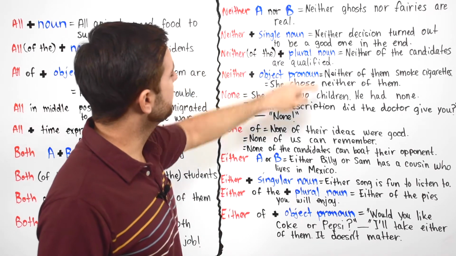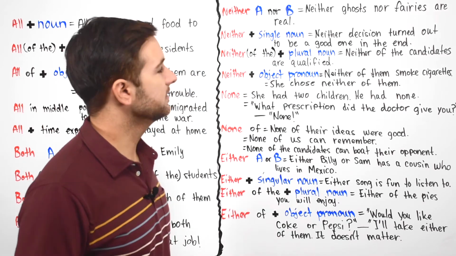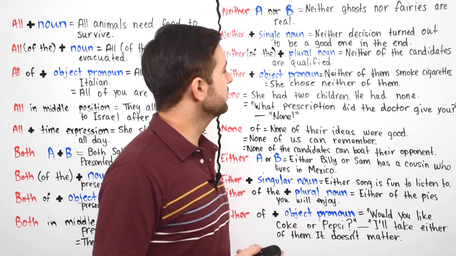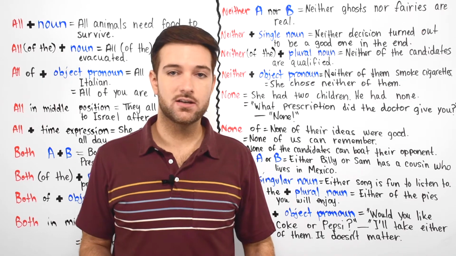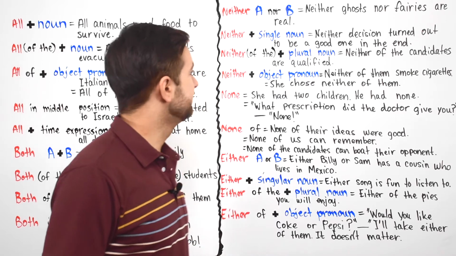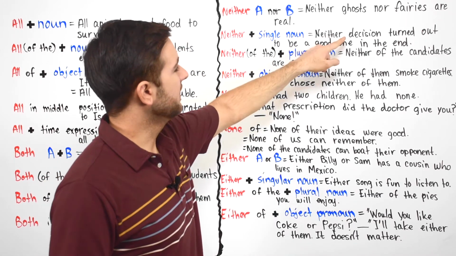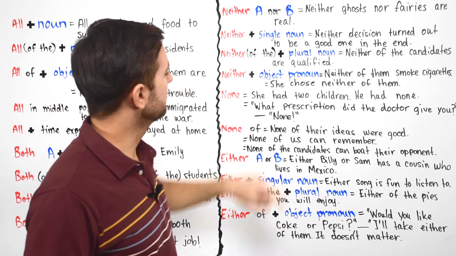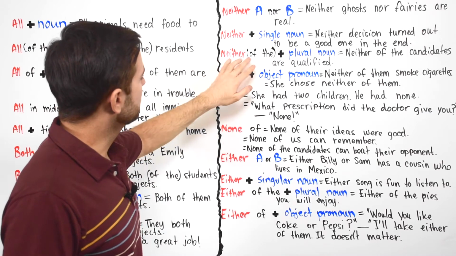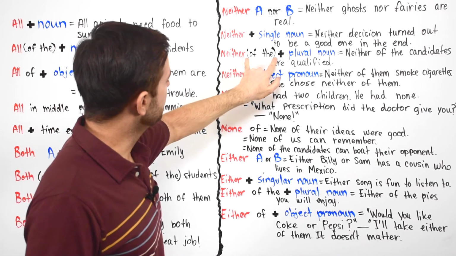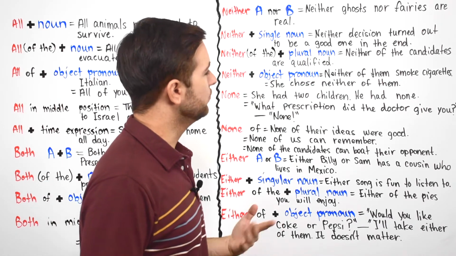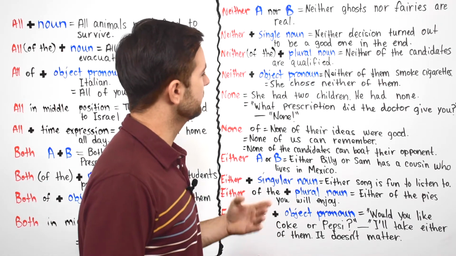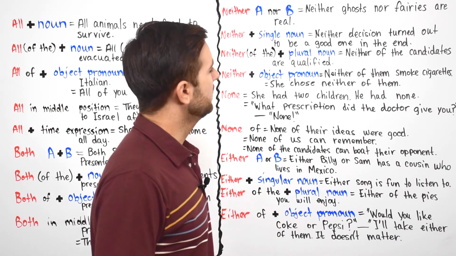Neither plus a singular noun, or a single noun. Neither decision turned out to be a good one in the end. So neither and decision, it's a single noun. Then we have neither of the, plus a plural noun, more than two. Two or more, 2, 3, 4, 5, however many.